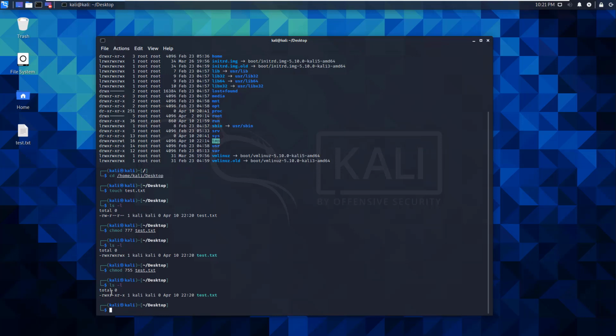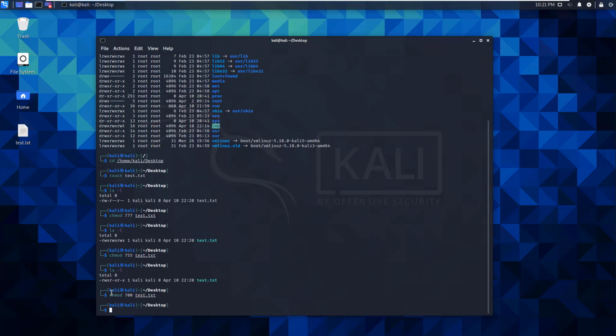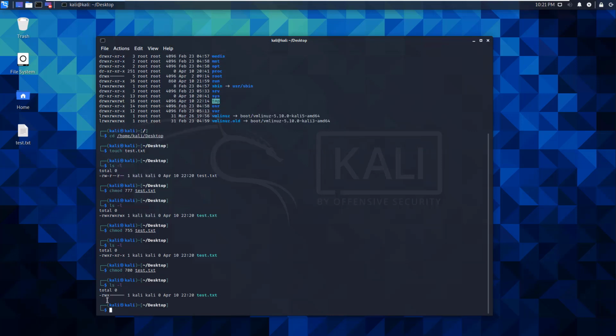And if you do, that'd be a chmod 700 test.txt. That means, with ls -l, that only the owner can read, write, and execute it. All other groups cannot, and others cannot either. So that gives us a basic overview of how to manipulate our file permissions when it comes to our users.